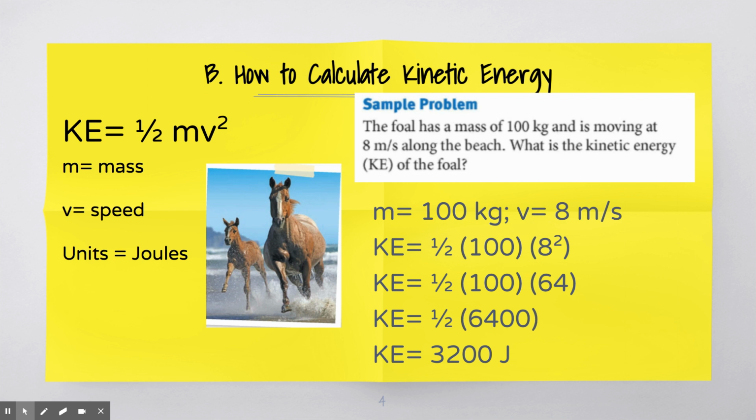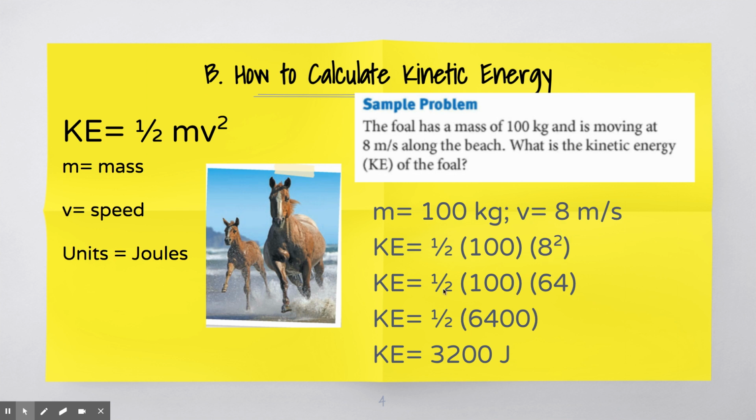So we have the mass of the fowl is 100 kilograms, and the velocity or speed that it's going is 8 meters per second. To find the kinetic energy, we just plug the numbers into the equation. We get 1/2 times 100 times 8 squared. Now remember PEMDAS, we always do our squaring first.